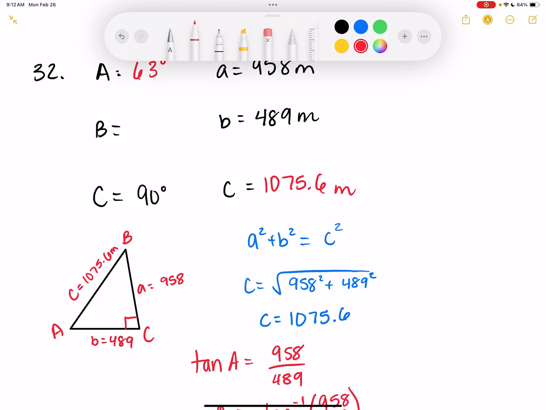Before we go too far, what do we get for side C? I want to make sure we did that right before you do the whole problem wrong. Anyone? 1,075.6. Yes. Exactly. So if you did not get 1075.6, I'm guessing you did the Pythagorean theorem wrong. So you should have done a squared plus b squared and then taken the square root of that to get side C.